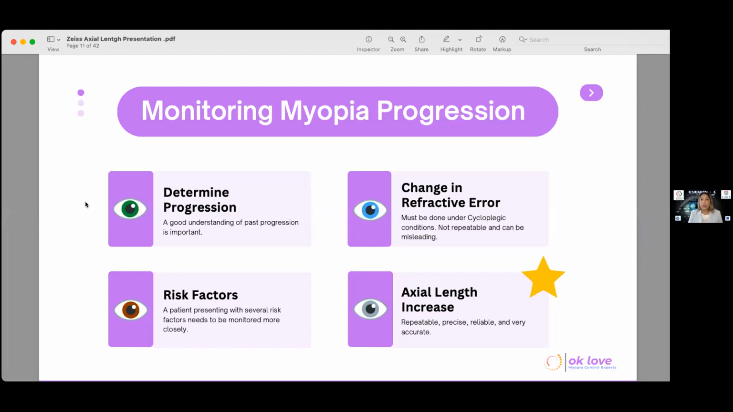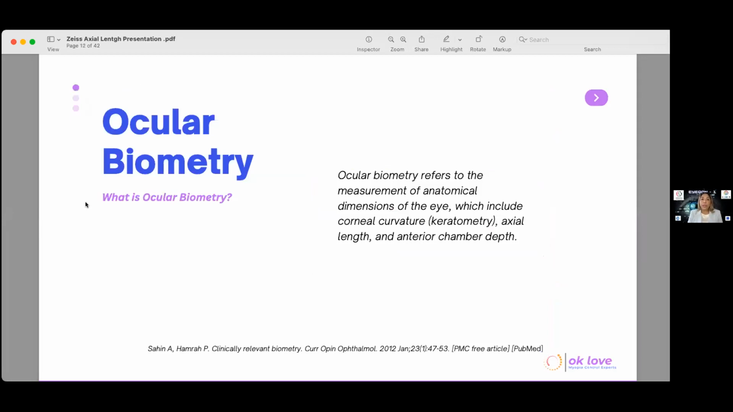We know that for axial length, we have great instrumentation that allows us to have reliable, accurate results, and it is the gold standard for monitoring myopia progression. Ocular biometry has really changed the game in myopia management, because now we have so many different instruments. Ocular biometry is something that was reserved specifically for ophthalmologists. Now we are using it in the optometry space due to the accessibility and the new technology that is available.